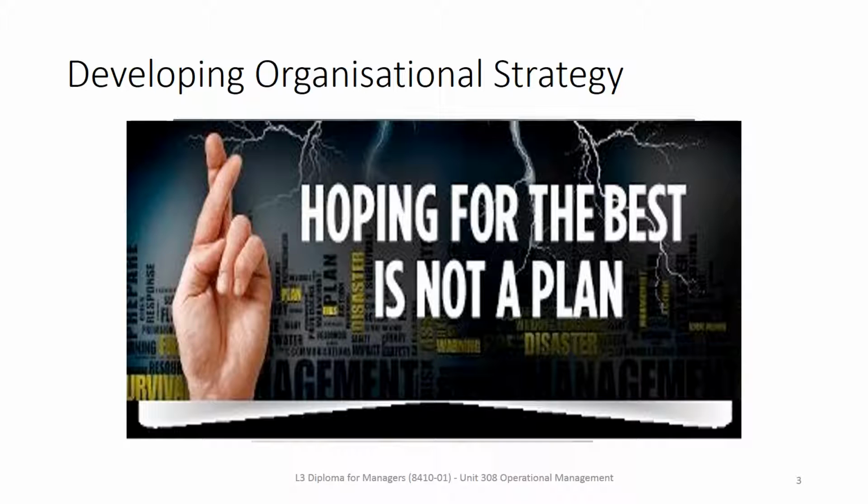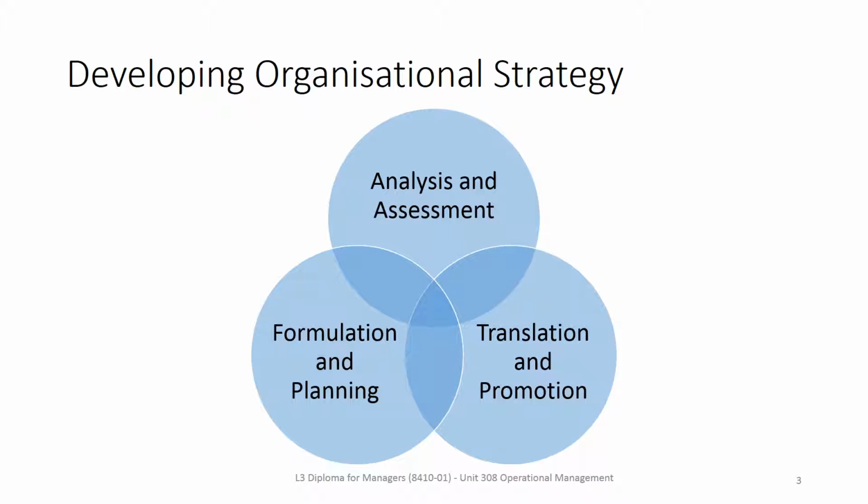But first we're going to look at a common sense, systematic approach to developing an effective strategy. In simple terms, there are 3 key areas. There's the analysis and assessment of the situation, of your context, and we'll talk about that in a bit more detail. There's then the formulation and the planning, and then key is the translation and promotion of that so that everyone understands. So let's have a look at how we can start the analysis and assessment. But really, before we get into those first steps, we need to determine what sort of thing we want the strategy to be about.